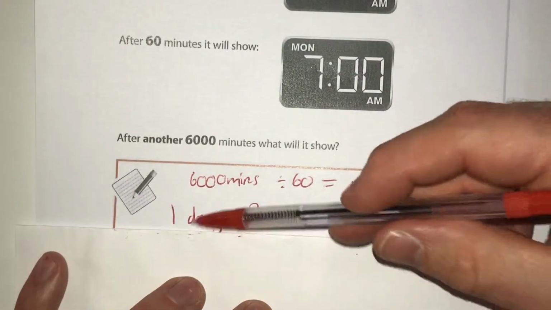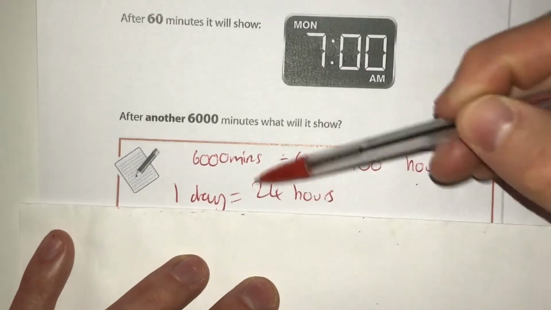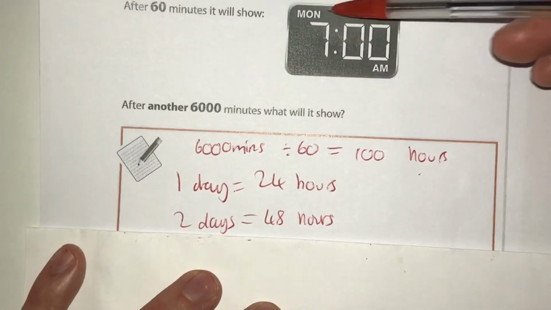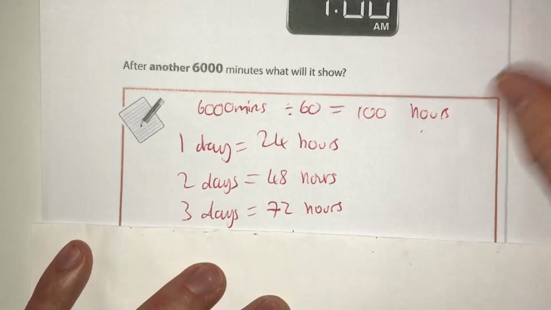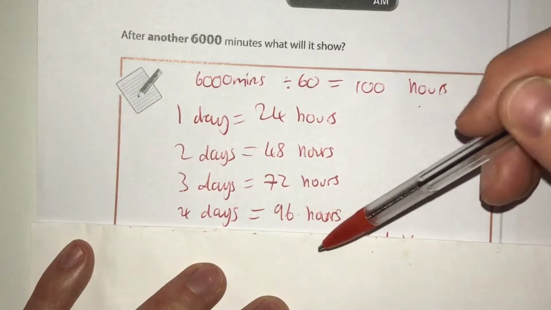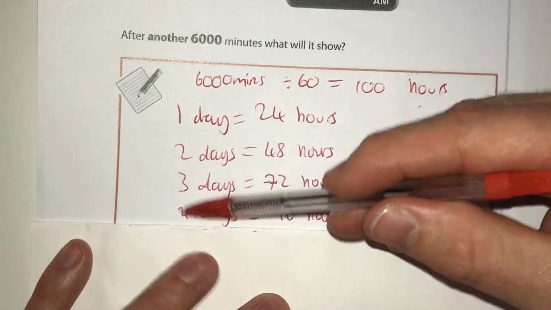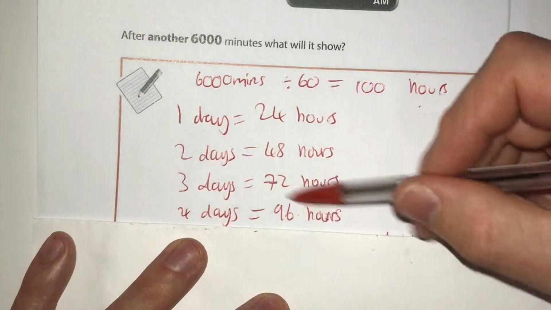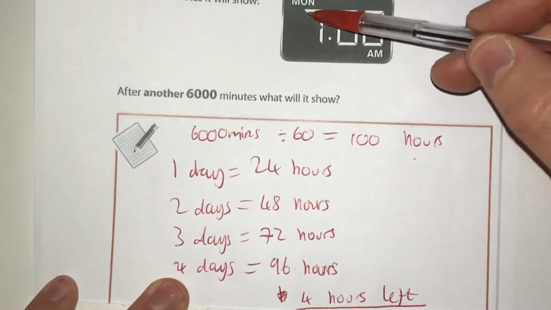So I know that in one day there is 24 hours. So I started to find out, right, how close can I get to 100? So I can just add on a few days to the Monday. 2 days is 48 hours. 3 days is 72 hours. 4 days is 96 hours. So now I'm really close to 100. So I'm not going to add on another day. I know for a fact that I can only go 4 days minimum with a remainder of how many hours? 4 hours left.